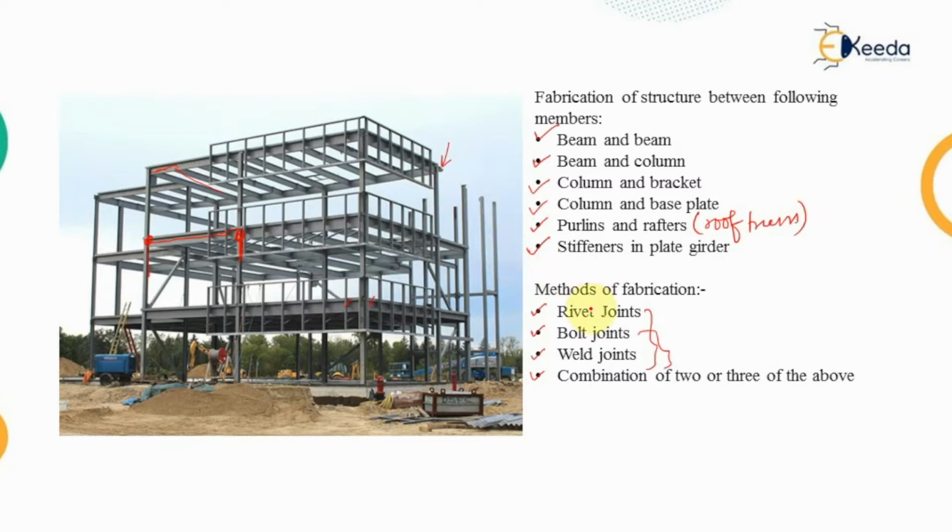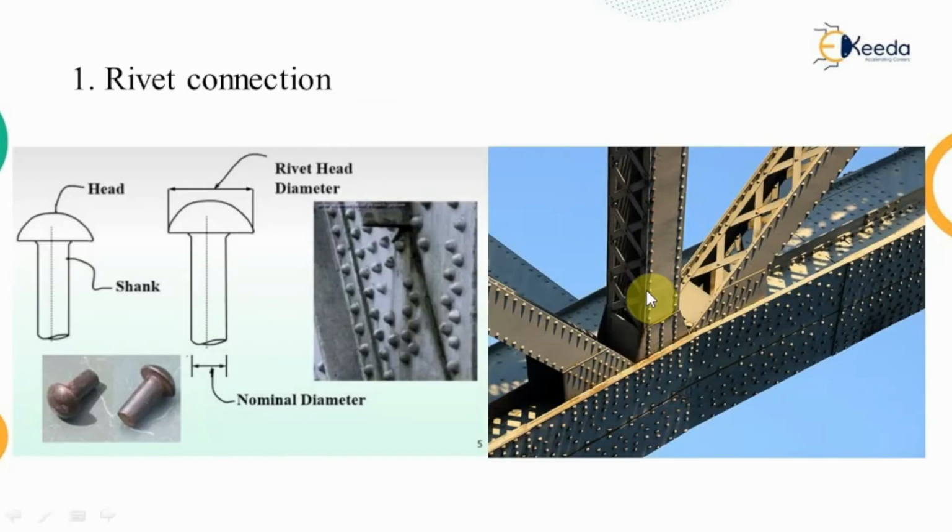Now we will discuss one by one these three types of joints. So the first one is the rivet connection. Now a rivet looks like this. That means a steel element which is constructed of a shank and a head. The shank is the longitudinal part of the rivet, while the cap above this longitudinal part is known as the head of the rivet.